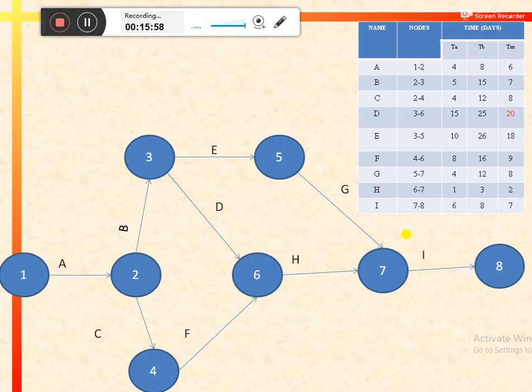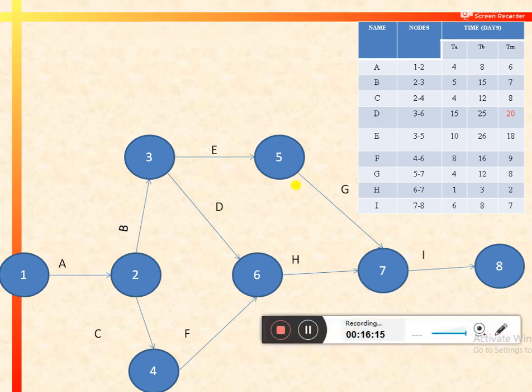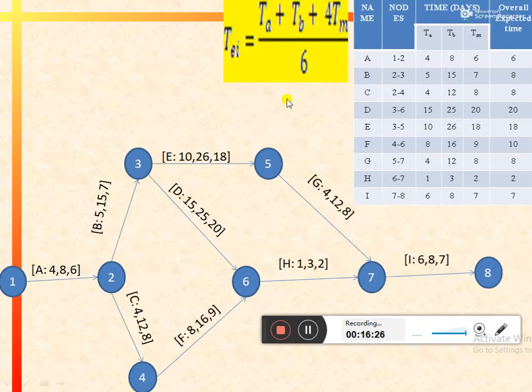Remember, while drawing the network, we must follow all the rules that we have discussed in the first lecture of this lecture series, and we should keep in mind the logical sequence of all the activities while drawing this network. The next step in this process is to calculate the single estimated time for each activity, and we will do it by applying this formula.